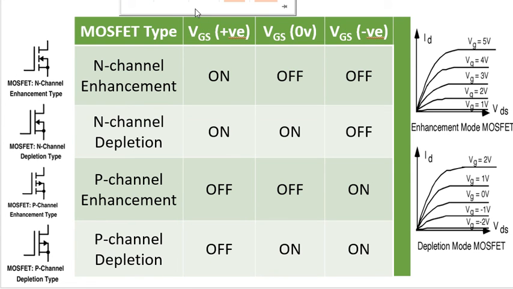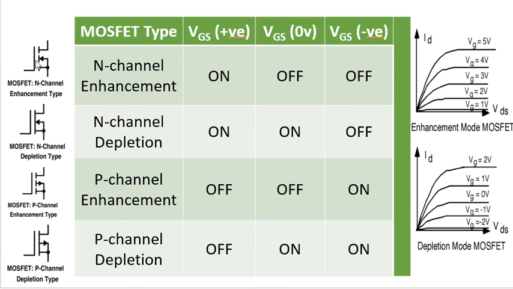So by this table we can understand what type of gate polarity we need to provide to a particular MOSFET to keep it on or to keep it off. Here we have the positive gate, here we have the zero potential gate, and here we have the negative gate, and here we have the different types of MOSFETs, and their symbols are given in front of their name. Okay, so for example, let us consider this one. This is the N-channel enhancement MOSFET.